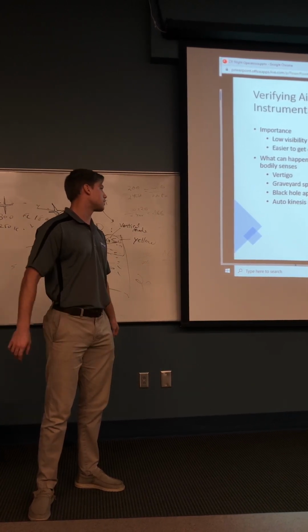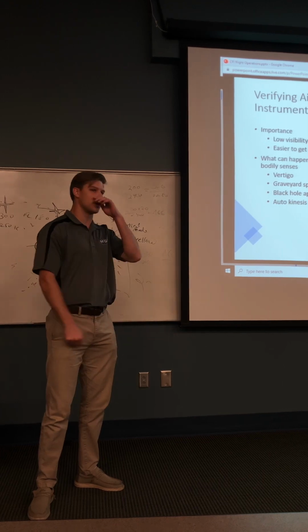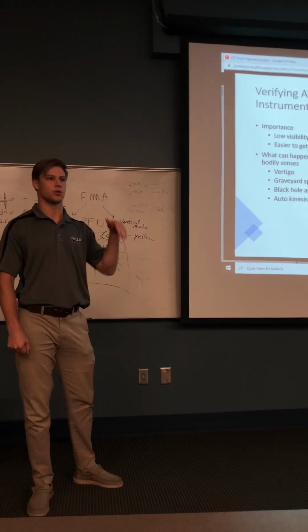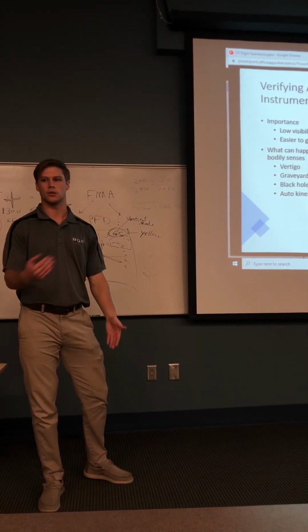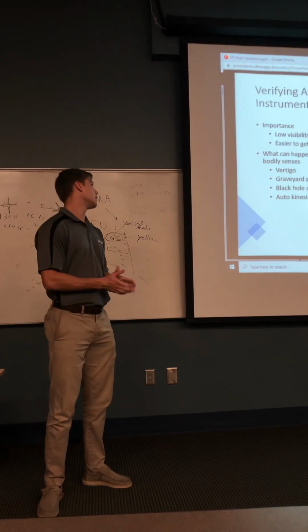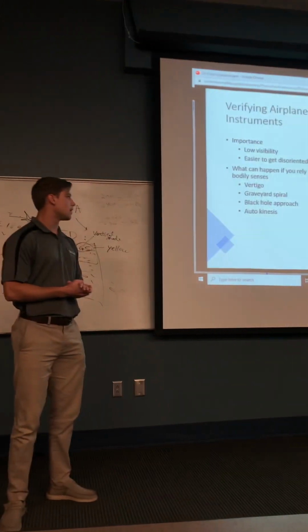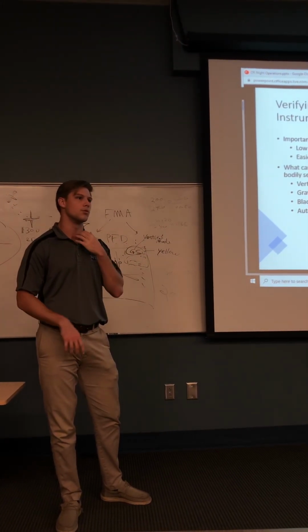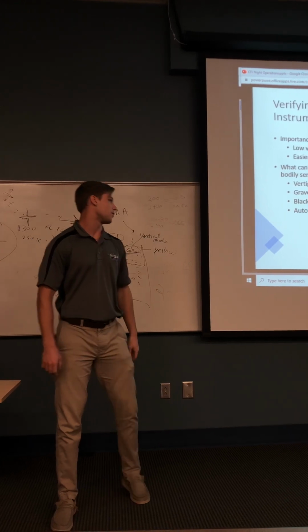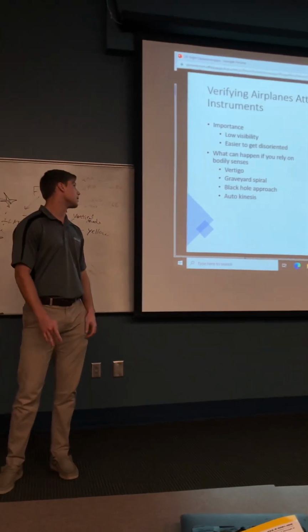And black hole approach, that's what I was talking about earlier, when you have no terrain around your runway, so you'll end up flying higher than you think you are, because all you see is the runway lighting, and you could just overshoot the runway and crash. And autokinesis: you're staring at a point, and it feels like it's starting to move. So if you're aiming at something outside and it's starting to move, that's not good.